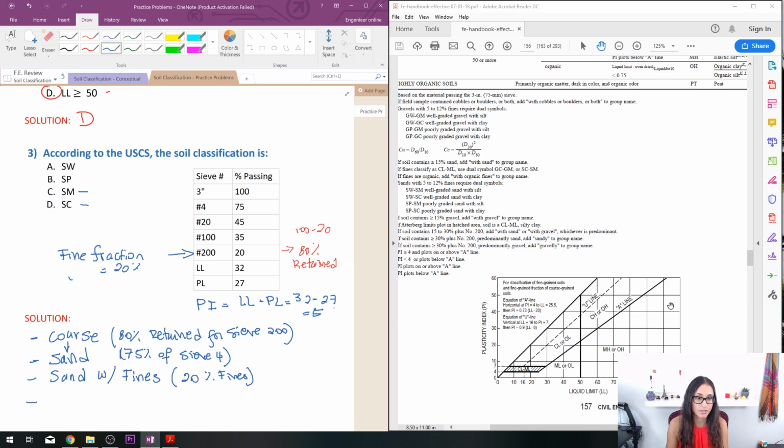On this area, as you can see, it is all below the A line. It's all silt, so I have M. So my answer is going to be SM, because I already defined it as sand with fines, and I was just not sure if it was going to be silt or clay. But from this chart, because it's below the A line, we can classify it as silty sand. So the answer is going to be C.